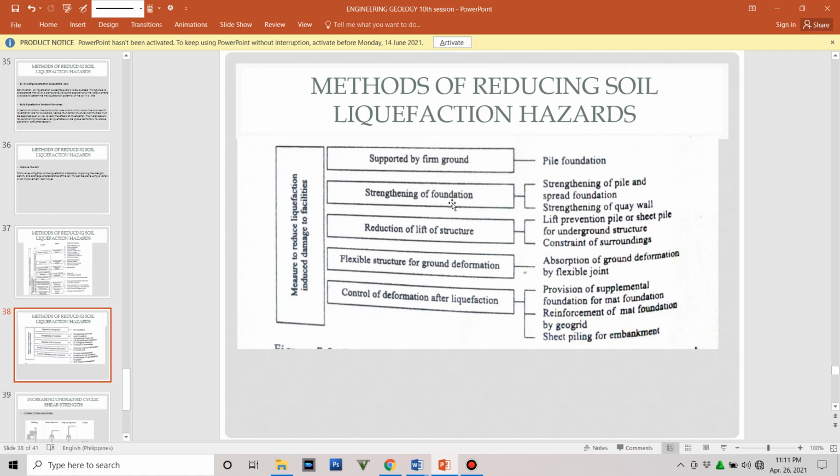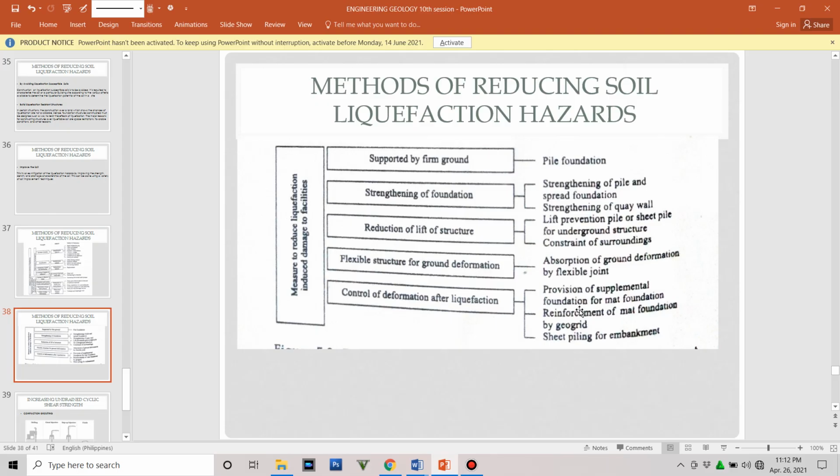So if we intend to strengthen the foundation, strengthening of pile and spread foundation, and then strengthening of quay wall, reduction of lift of structure, so lift prevention pile or sheet pile for underground structure, or we can have constraint of surroundings. So by principle of flexible structure for ground deformation, we have the method absorption of ground deformation by flexible joint. And then we have the control of deformation after liquefaction.